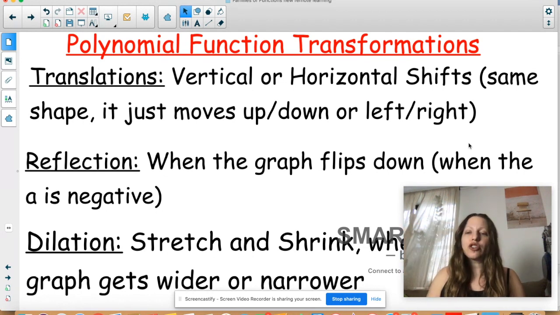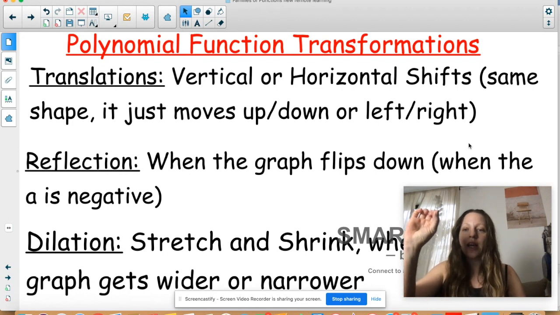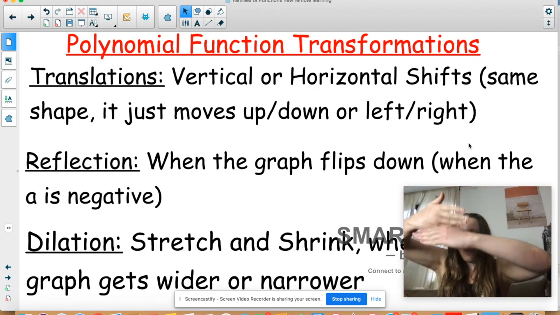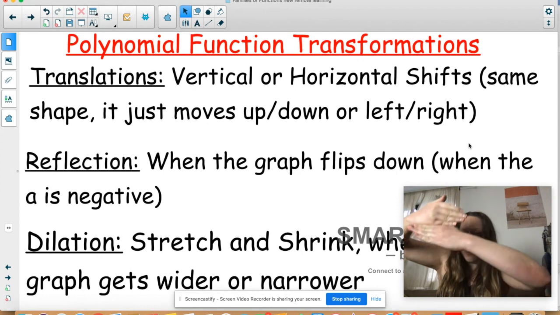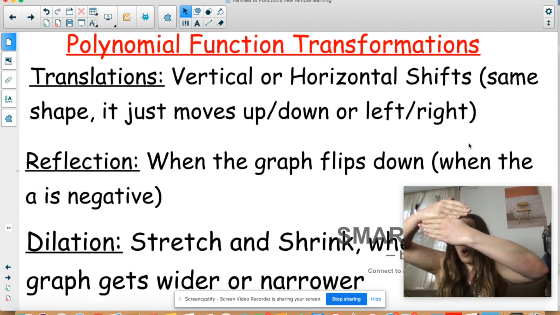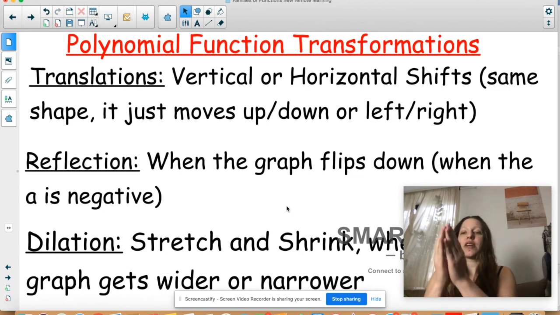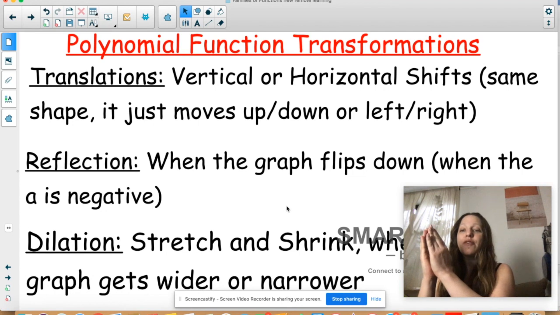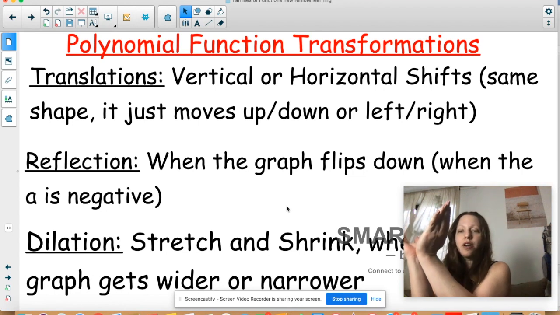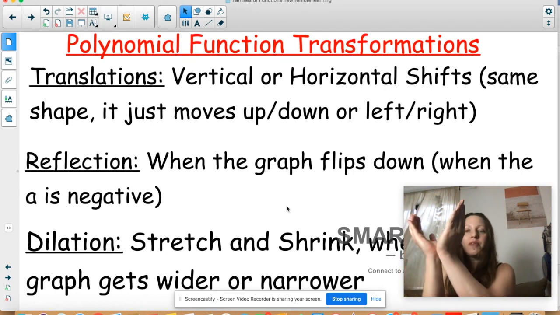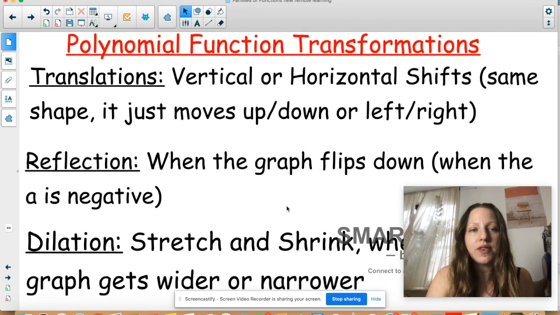Okay? Picture sometimes if you had a graph and you put a piece of paint on one side and then you folded that graph in half and opened it up, where would that paint show up? That's a reflection. Dilation is the stretch and shrink. That's if the graph gets wider or narrower. If there's a fraction in front, it gets wider. And if there's a whole number in front, like 2 or 3 or 4 or 5, it's going to get narrower. Okay. So pause the video, take these notes.